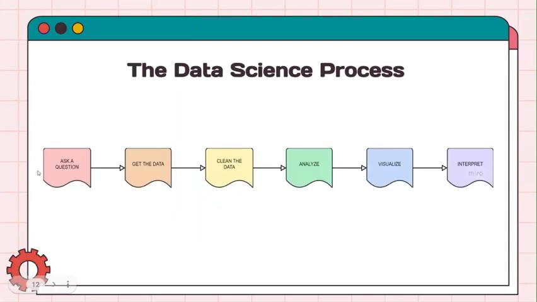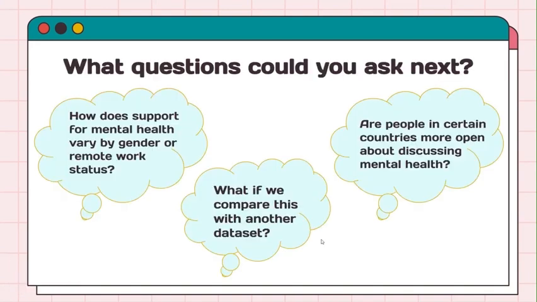Today, we followed the data science process. We asked a question, got data, cleaned it, analyzed it, visualized it, and then interpreted it. The next time you have a question that can be answered with data, follow this process. This wasn't just about code, because using and understanding data can help us solve problems, whether it's about health, equity, climate, or social change. You now have the tools to ask real questions and use data to find real answers. So, what could you ask next?